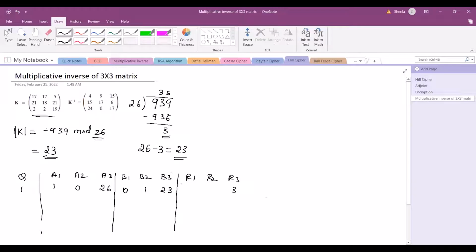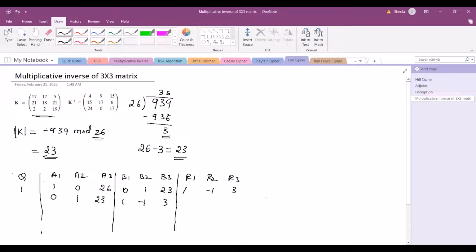And how to find R1? R1 is A1 minus B1 into Q. So we are going to get that value as 1, and R2 as minus 1, that is A2 minus B2 into Q. Since the remainder is not 0, repeat the process. That is 0, 1, 23. This will become column A, and the remainder will become column B, and repeat the process.